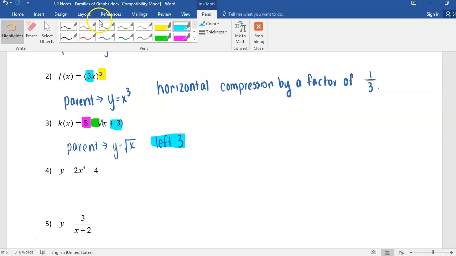This one's a little tricky. Anybody know what the 5 or the minus does? Either one of them. Very good. That negative right here, we want to think of this negative separate from that 5, and that negative in front of that square root reflects the graph over the x-axis. So reflected over the x-axis. That comes from that green negative right there.